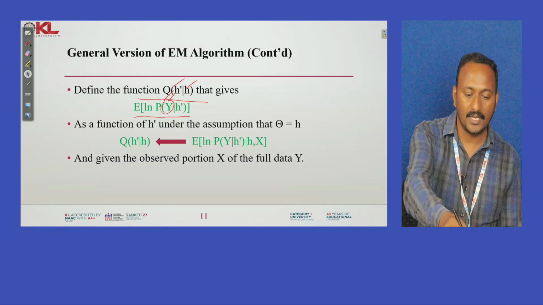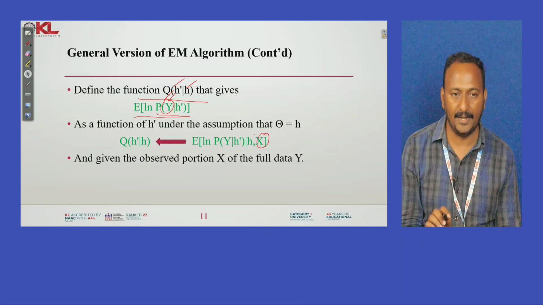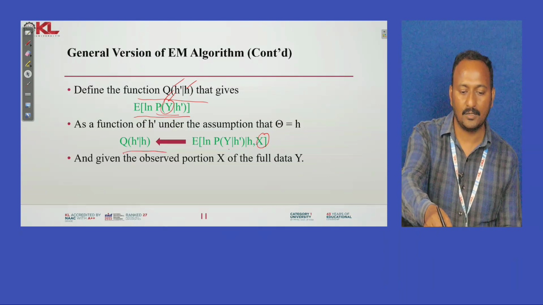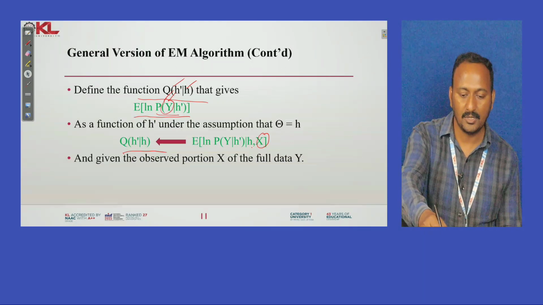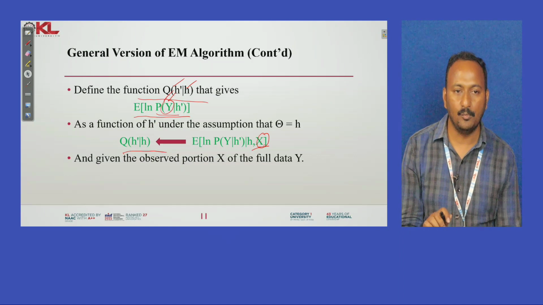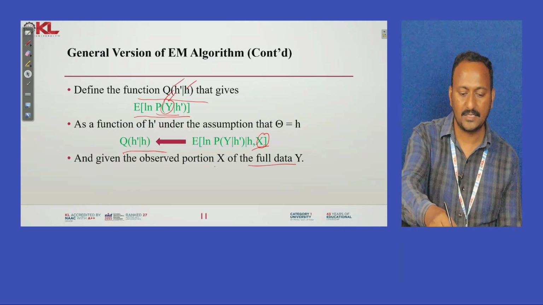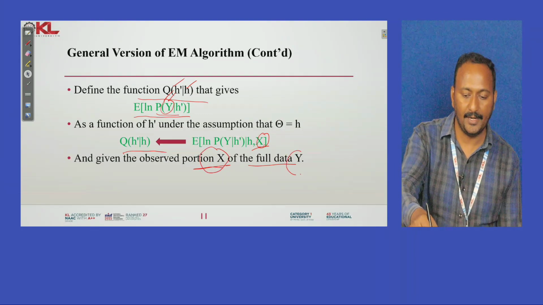To guess this particular random variable we need to consider our known observable data. So we define our Q function as the estimation of the logarithm of the probability of y conditioned on h bar, conditioned on h comma x. Here x indicates our observable data, because our full data depends on x, as it is a portion of our full data y.